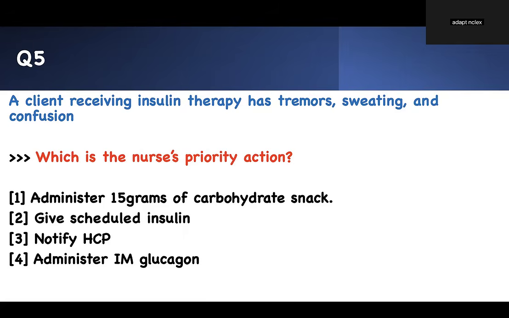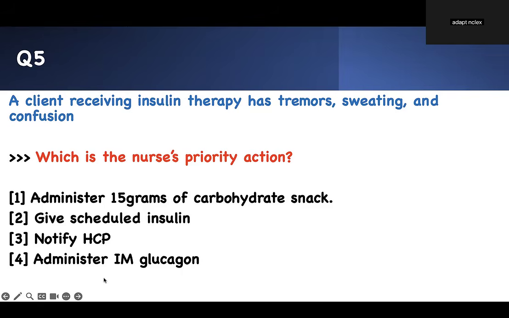Even though it's good to increase their glucose, the patient is confused. It's going to affect their airway. The patient is not stable enough to take anything orally. You should find another route that does not involve oral means. That means IV or IM. Giving them scheduled insulin is going to worsen the hypoglycemia. Notify the provider so you can do something. Administer IM glucagon is the best answer.